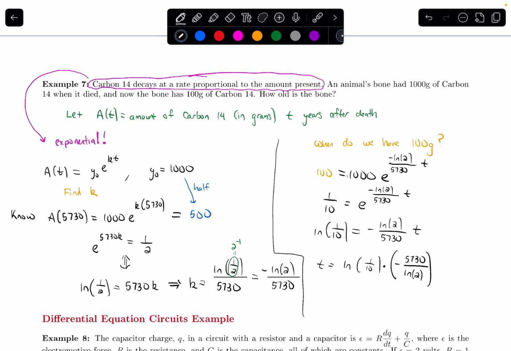If I didn't have a calculator, I could leave my answer like this. But if I use one, I get that this is approximately, if I round to the nearest year, 19,035 years. And I have an estimate for how old this fossil is.